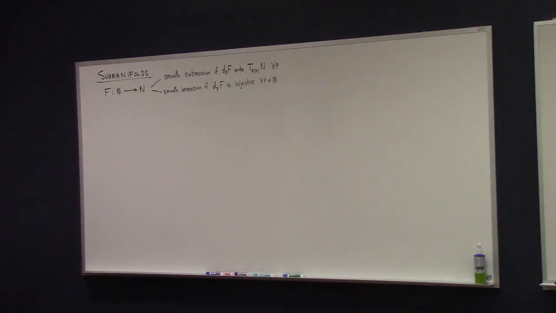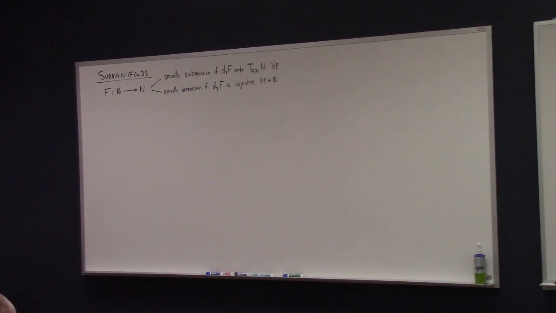So to get us started, if we have a smooth mapping from a manifold M to a manifold N, remember, it's said to be a smooth submersion if the differential is surjective, if it's onto at each point in M. And it's said to be a smooth immersion if the differential is injective, right? I guess that's pretty much it to start with. Now, I talked a little bit about the inverse function theorem for manifolds last time, right?